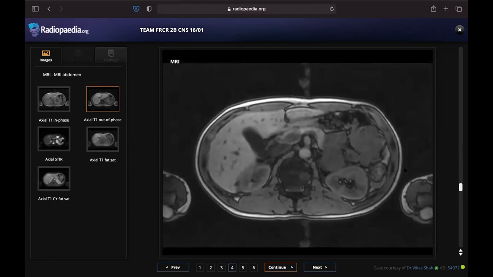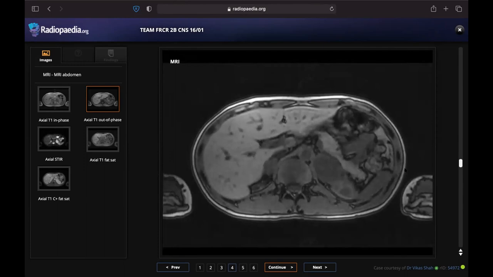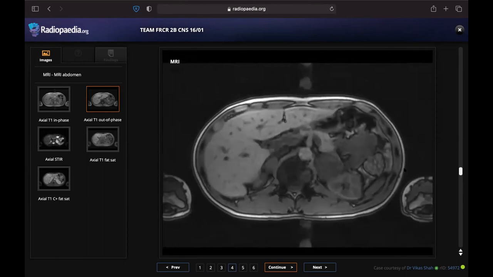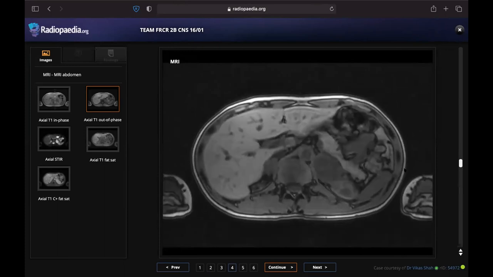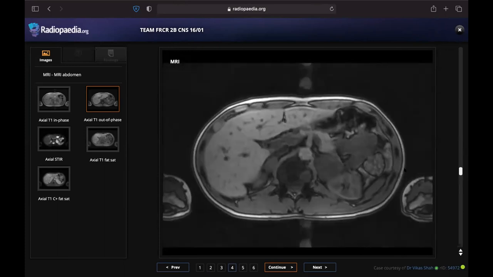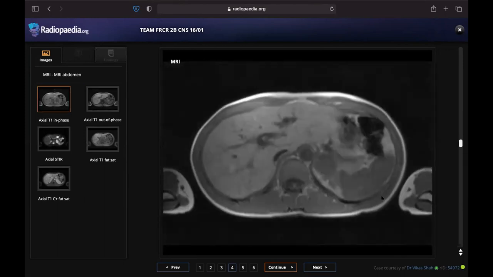Out of phase directly? Yeah. Okay. So here is your out of phase. Bilateral suprarenal mass lesions. There is some loss of fat signal. How do you know? Did you see in phase? No. So you will first ask for the in-phase, right? Okay. So this is your in-phase.